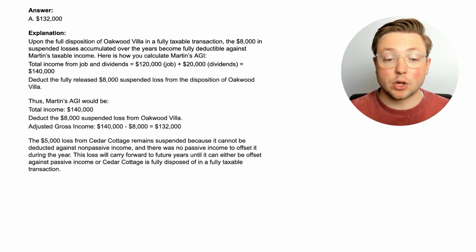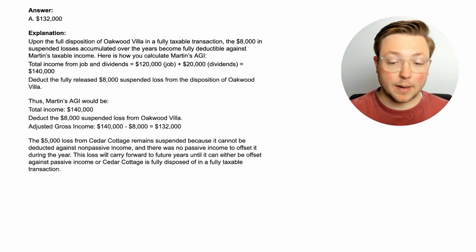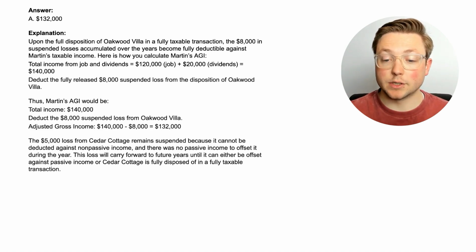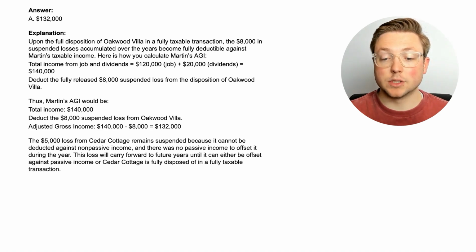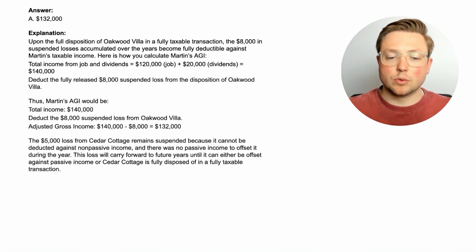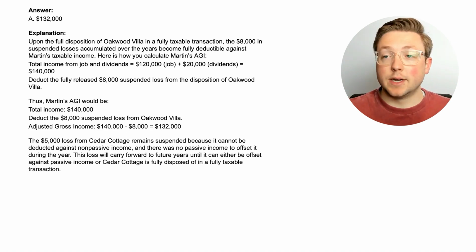And then the $5,000 loss from Cedar Cottage remains suspended because it cannot be deducted against non-passive income, and there was no passive income to offset it during the year. This loss will carry forward to future years until it can either be offset against passive income or Cedar Cottage is fully disposed of in a fully taxable transaction. So basically we're learning here that suspended losses are treated as normal passive activity losses, which means they can only be netted against passive income. And again, there are exceptions to that. We talked about that in the previous video.